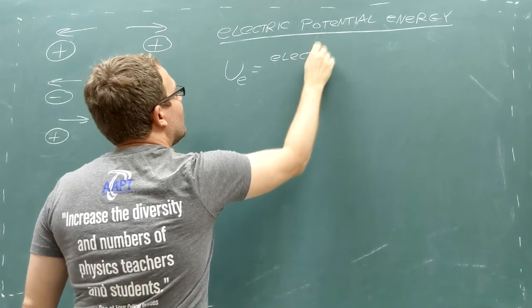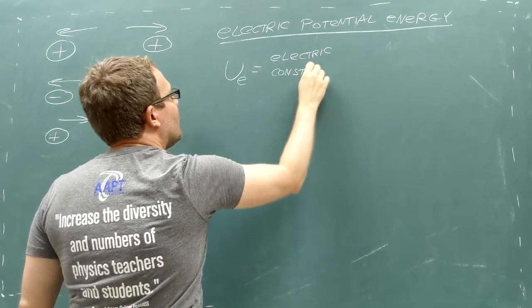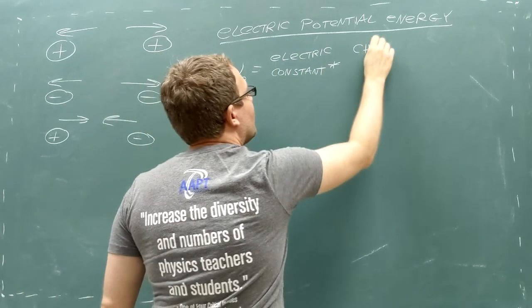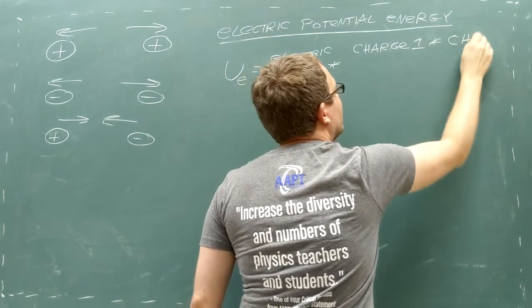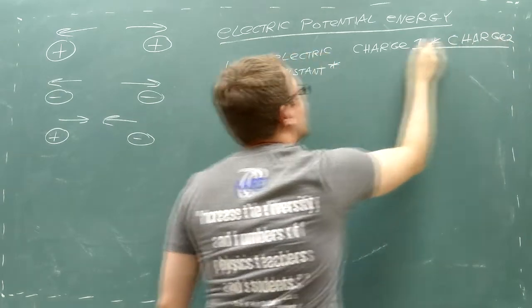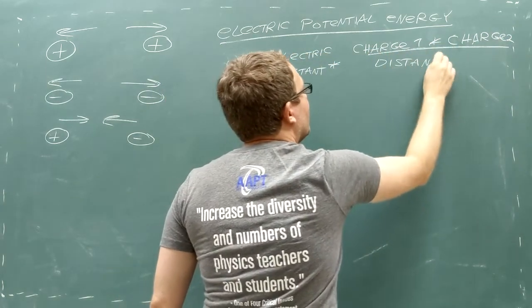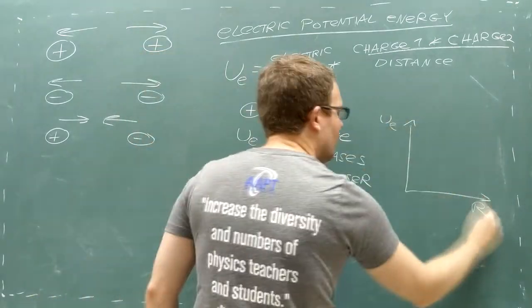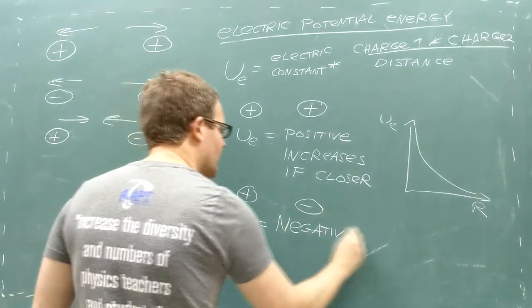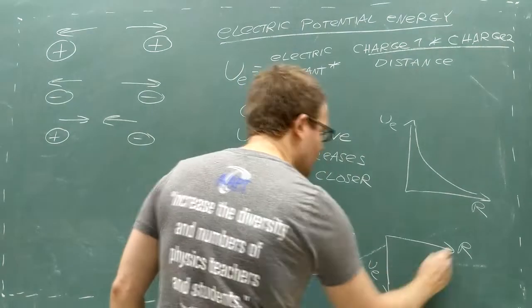We can calculate electric potential energy using an equation that looks very similar to the equation for the electric force. We take the electric constant, multiply by each charge of the two particles, and then divide by the distance between the two particles. When the particles have charges with the same sign, their electric potential energy will be a positive value and will increase in strength if the particles come closer together.